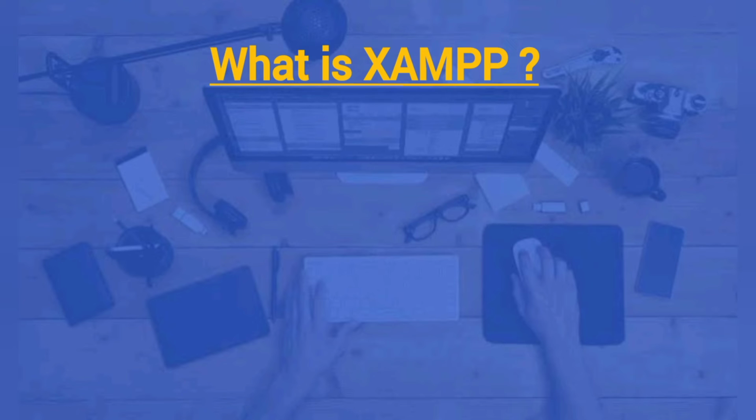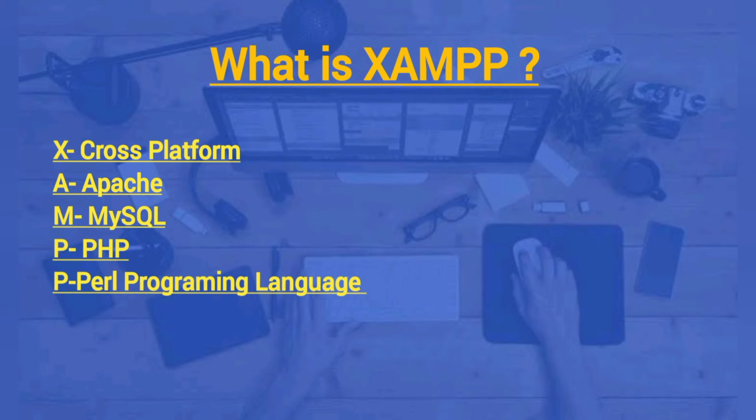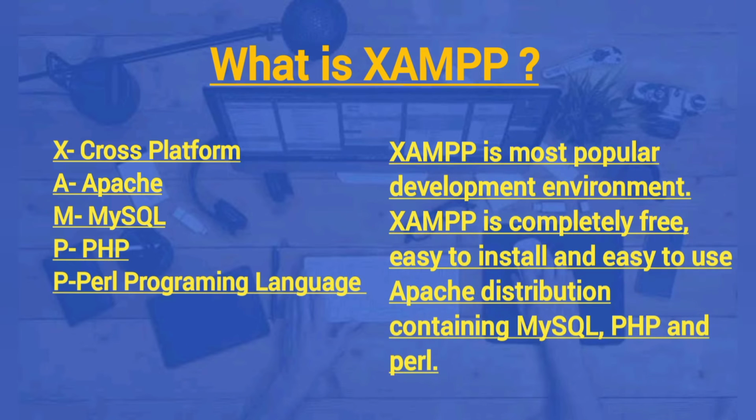So, what is XAMPP? XAMPP is an abbreviation where X stands for cross-platform, A is for Apache, M is for MySQL, P is for PHP, and the last P is for the Perl programming language. XAMPP is a most powerful development environment and it is completely free, easy to install and easy to use Apache distribution containing MySQL, PHP and Perl. XAMPP is an open source environment which is very user friendly. Now let's begin the installation process.